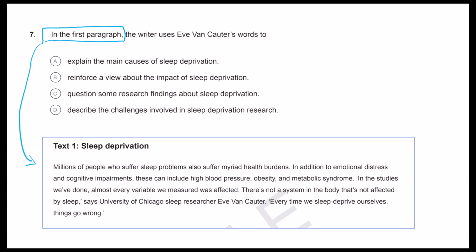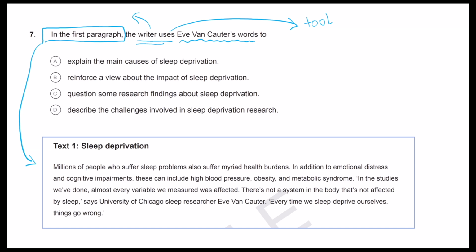Like if you're reading question number 7 here, it says, in the first paragraph, the writer uses Eve Van Cotter's words to. So use basically means it is used as a tool. So the words of Eve Van Cotter. Now Eve Van Cotter could be a researcher, could be a scientist in this particular field of sleep deprivation, because that's what the text is about. The writer is a different person and Eve Van Cotter is a different person.